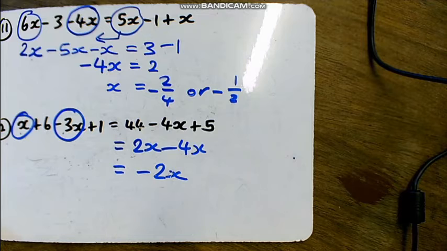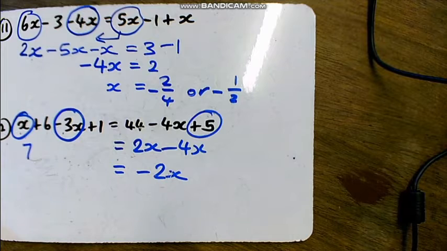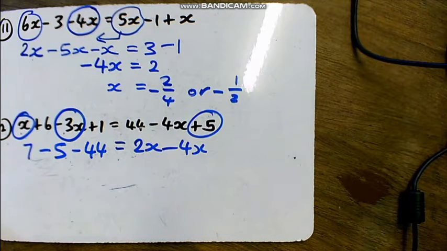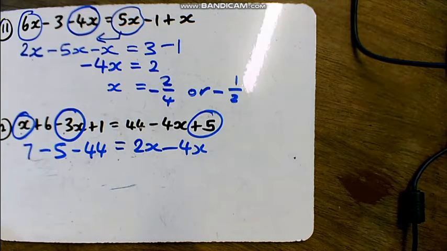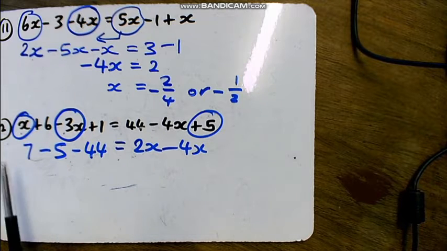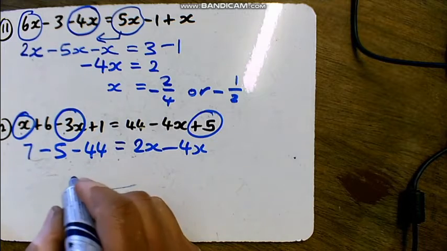Right, so we're going to take the numbers and simplify them. 6 plus 1 will give us 7. We'll take it over to the left hand side, it will become minus 5. Right, guys, we'll take the positive 44 to the other side, minus 44. Okay, so let's work it out. Minus 44 minus 5? 49. Minus 49, right? Plus 7. Minus 42.